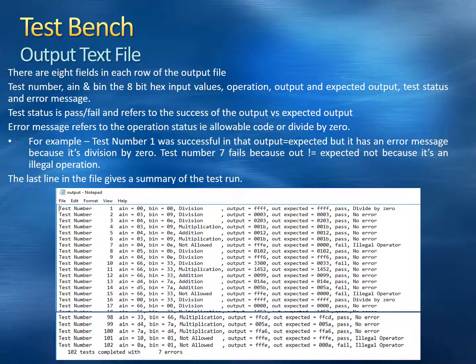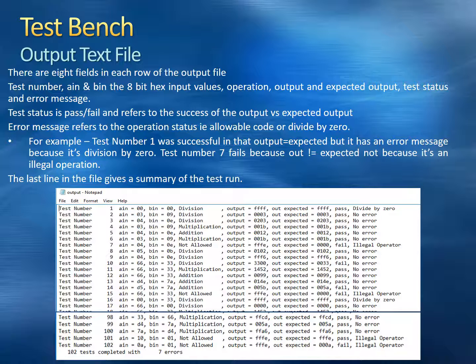This shows the output text file from the test bench. I intentionally put errors into the test vectors to demonstrate how this works. Most of the fields are pretty self-explanatory. The pass-fail test status refers to the success of the output, meaning if the output of the calculator is equal to the expected output from the test vector, then it is a pass.